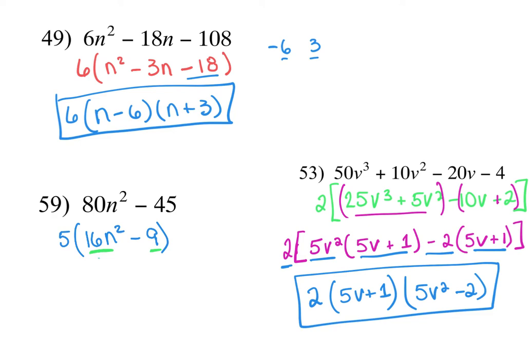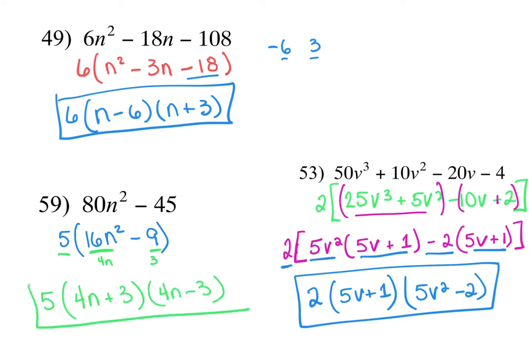So the square root of the first guy is 4n, the square root of the second guy is 3, and it is subtraction between them. That is a special case. So I'm going to leave my 5 out here. I'm going to use those two and do plus and minus: 4n plus 3, 4n minus 3, special case. If it had been plus, or if those had not been perfect squares, I actually would have been done one step ahead.